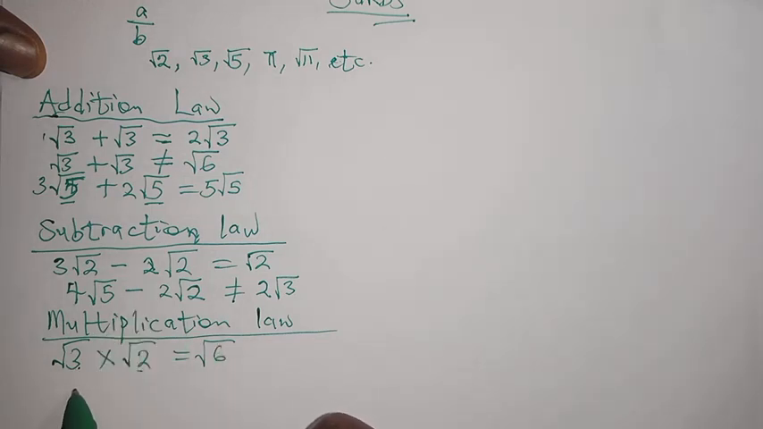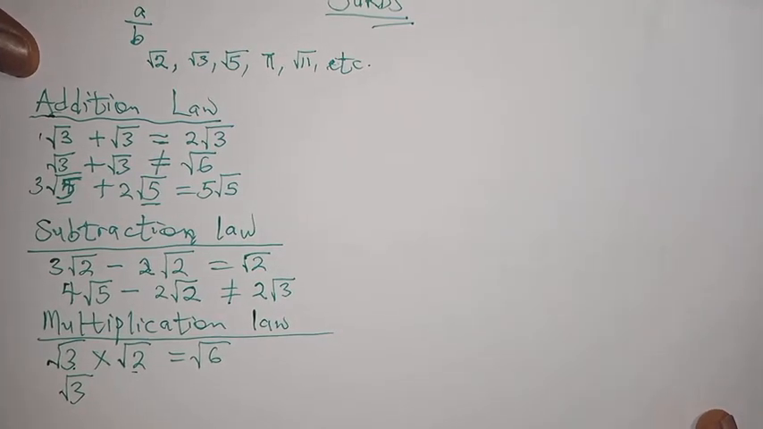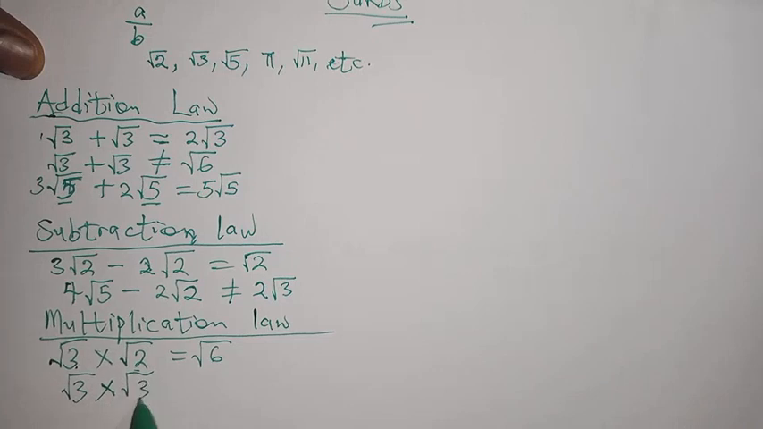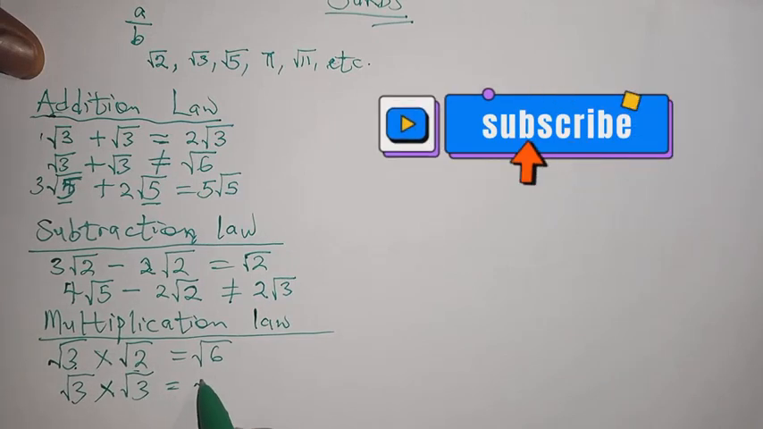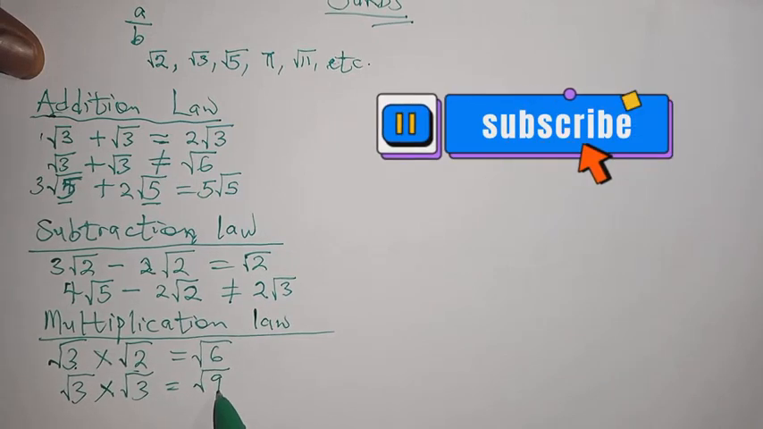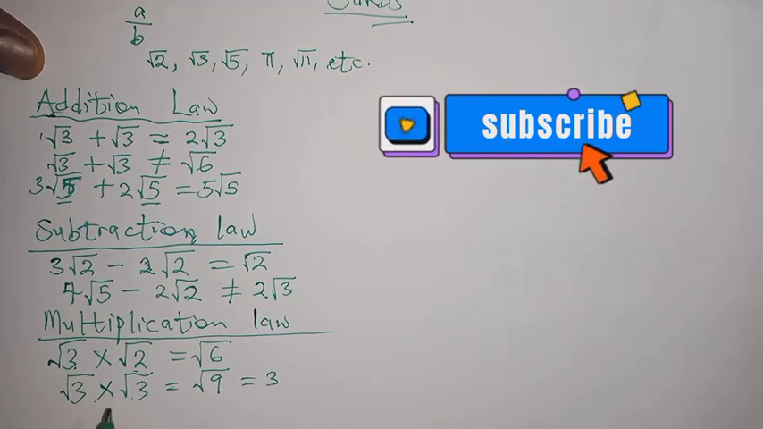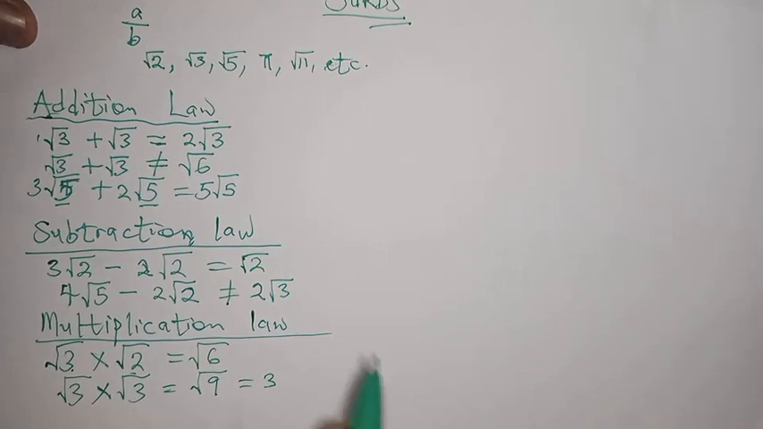Also, please take note that when you have similar surds, the product of two similar surds simply gives us a number without a square root. For example, root 3 times root 3 is going to give me root 9. And of course, 9 is a perfect square, so the square root of 9 is what? 3. So we've ended up rationalizing this number when it multiplies itself. So that is that.